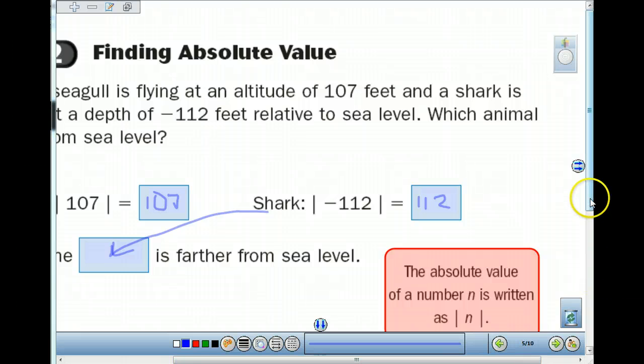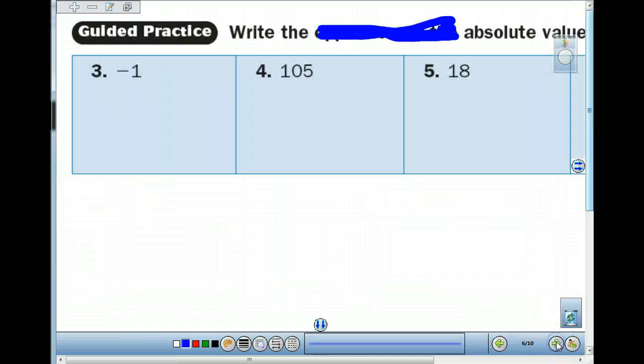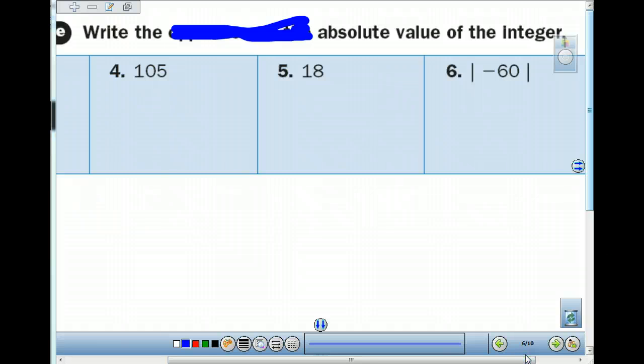Remember, absolute value of a number is always going to be written this way. So if you're asked to find the absolute value of negative 1, 105, 18, and the absolute value of negative 60, when I see your notes tomorrow in class, I should see this to see how you did.